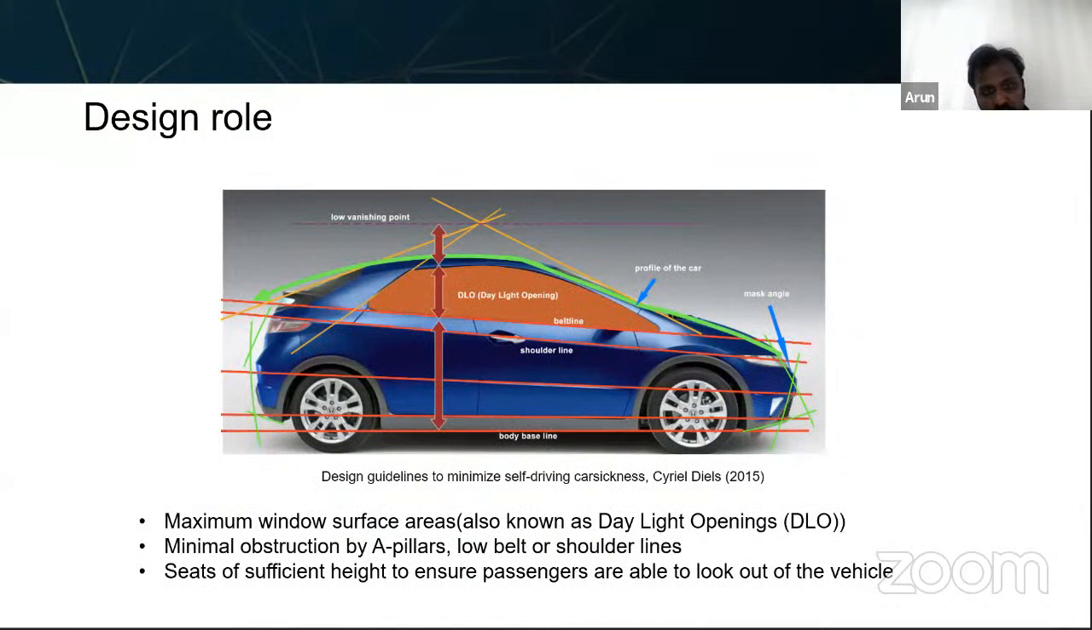So when it comes to the design role, of course, there are ways you can handle motion sickness. As I said, one of the researchers was working on coming up with some design guidelines for when you build these vehicles. The first thing is you need to have a lot of room in terms of visibility, so your shoulder lines have to be as low as possible and you try to have a high daylight opening. At the end, it has to be as transparent as possible.